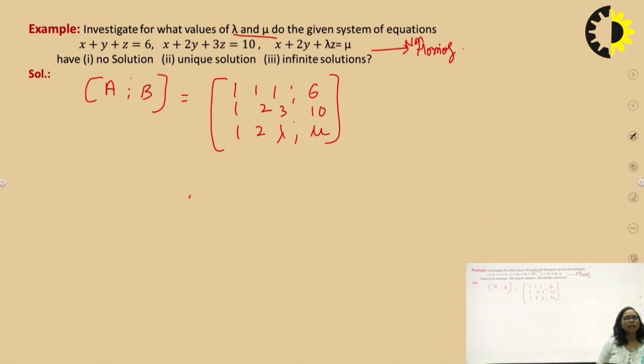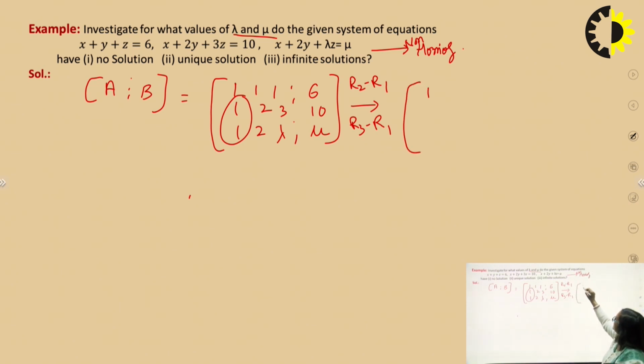So this is nothing but the augmented matrix AB. Now we need to find its rank by converting it to echelon form. To convert it to echelon form, we know that we have to apply row transformations only. So I start applying the row transformations. I first apply R2 minus R1 and R3 minus R1 to make these two entries equal to 0.